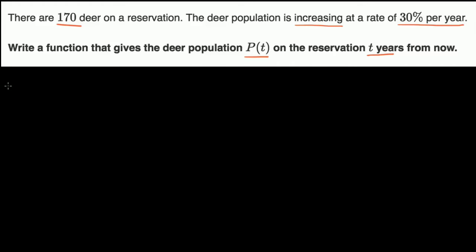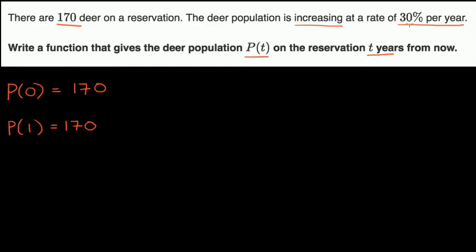Alright, let's think about this po. And like always, pause this video and see if you can work it out on your own. Well, let's think about what P of 0 is. P of 0 is going to be the initial population of deer, the population at time 0. Well, we know that's going to be 170 deer that we start with on the reservation.